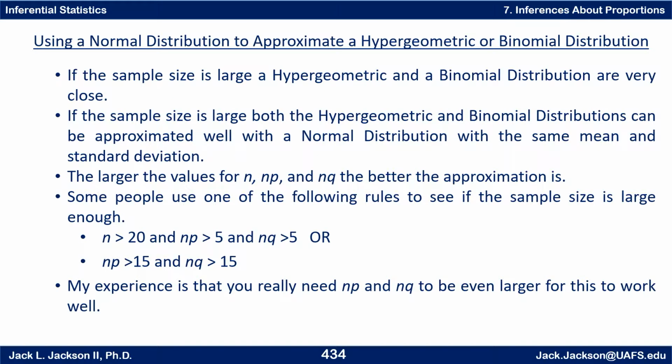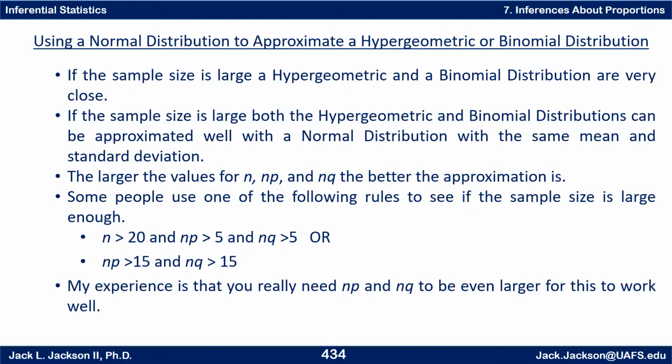Now remember, if the population size is large, the hypergeometric and binomial distributions are very close. If the sample size is large, both the hypergeometric and binomial can be approximated well with the normal distribution with the same mean and standard deviation. The larger the values are for n, np, and nq, the better the approximation is.